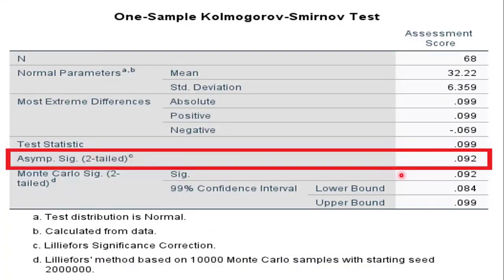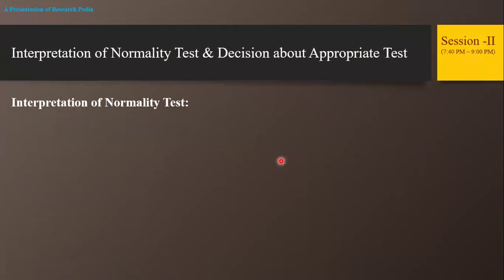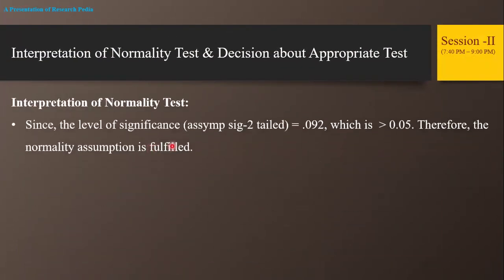Asymptotic sig value is greater than 0.05, so we can say that our data is normal. And how would we interpret this? Since the level of significance, which is the asymptotic sig value, two-tailed, is equal to 0.092, which is greater than 0.05, therefore the normality assumption is fulfilled. That is the first requirement we have met.